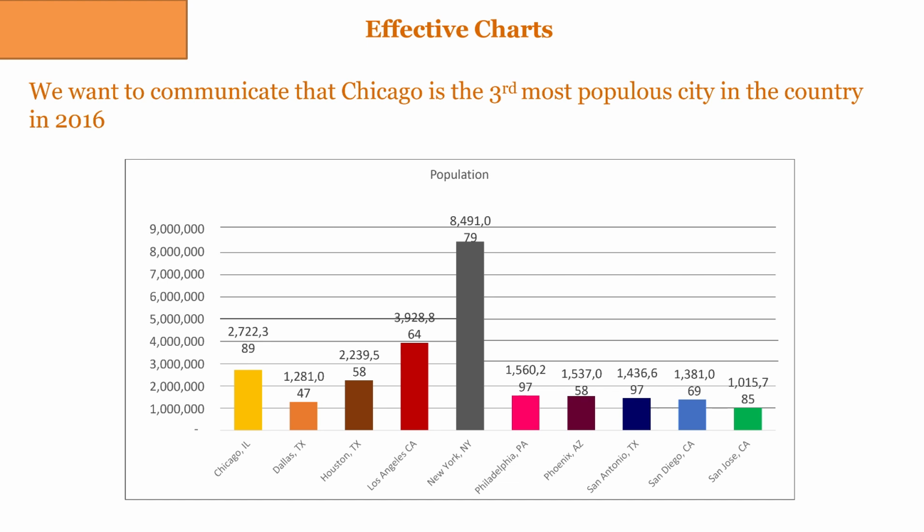All right, so if you look at this chart here, we want to communicate that Chicago is the third most populous city in the country in 2016. Statistics was taken across some cities in the United States, and we want to show that Chicago is the third most populous city as at the year 2016. If you look at all these charts from the beginning to the end, you see that this chart has been poorly presented.